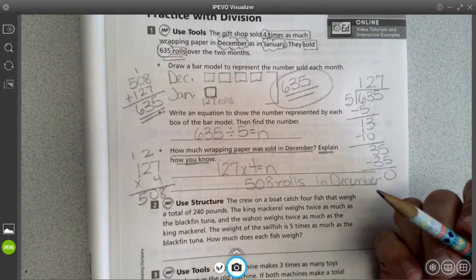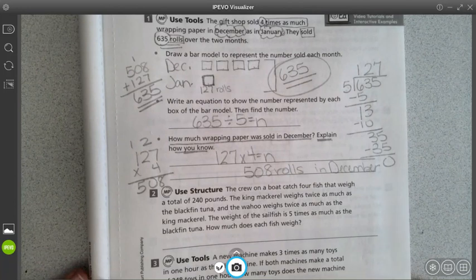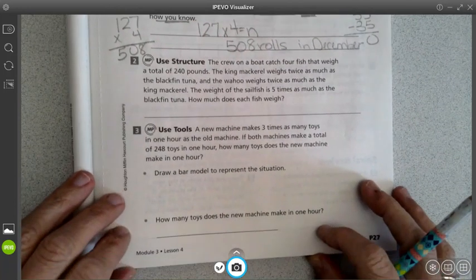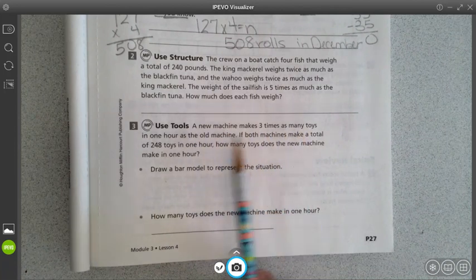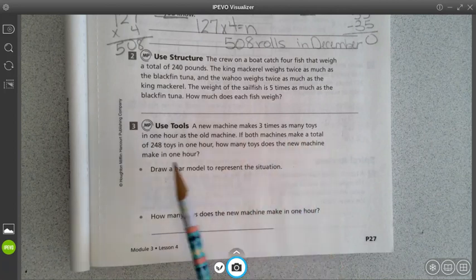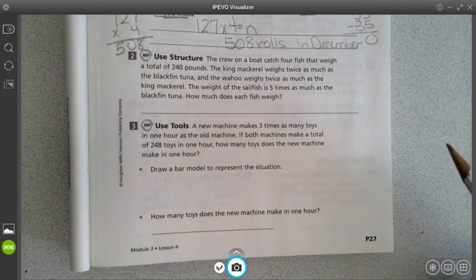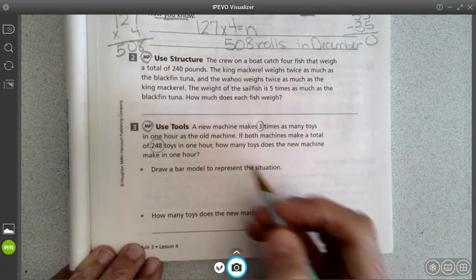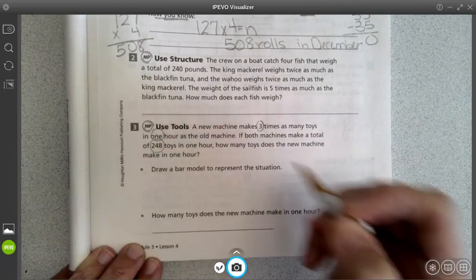We're going to continue working on it tomorrow, but let's look and see if we can get some more practice here. I'm going to jump down to number 3 where it gives me lots of room to work. This situation says a new machine makes 3 times as many toys in 1 hour as the old machine. If both machines make a total of 248 toys in 1 hour, how many toys does the new machine make in 1 hour? So I've got 3, I've got 248. Here is a number word, 1.